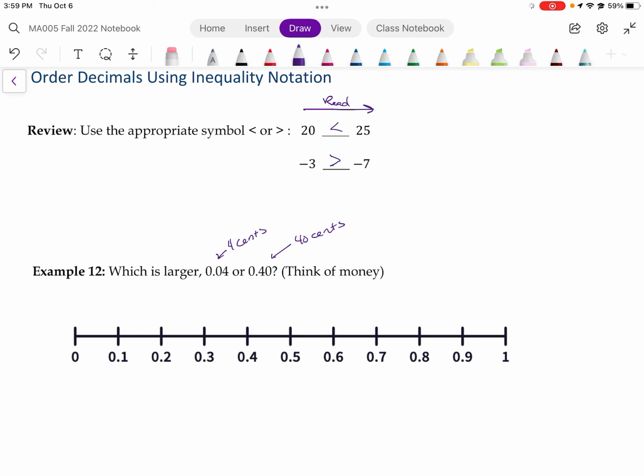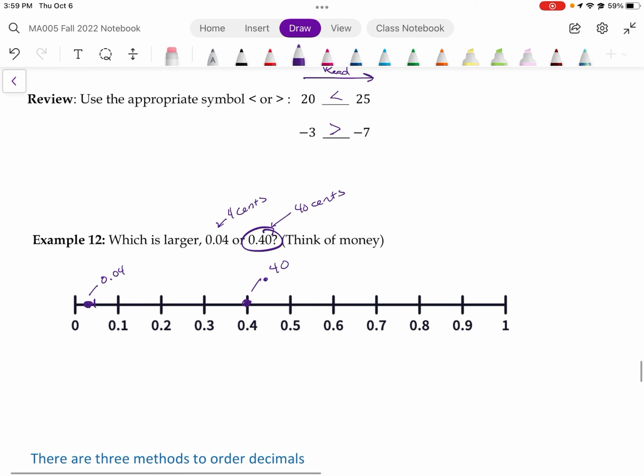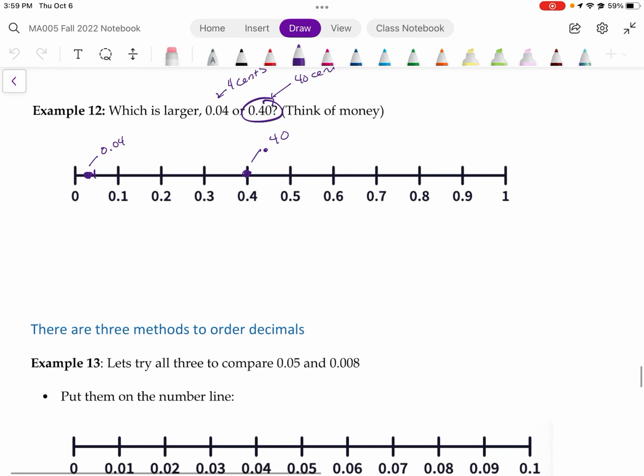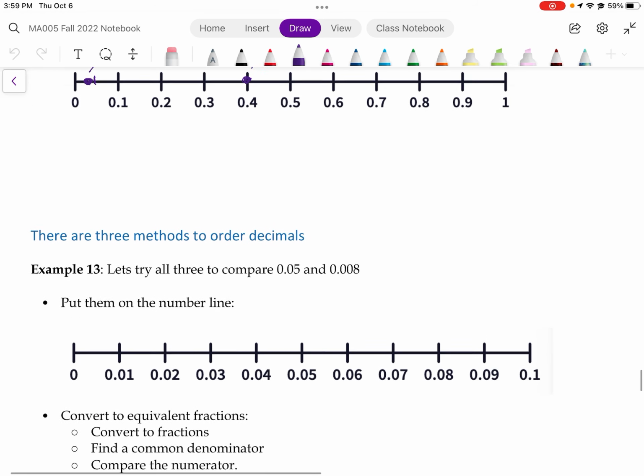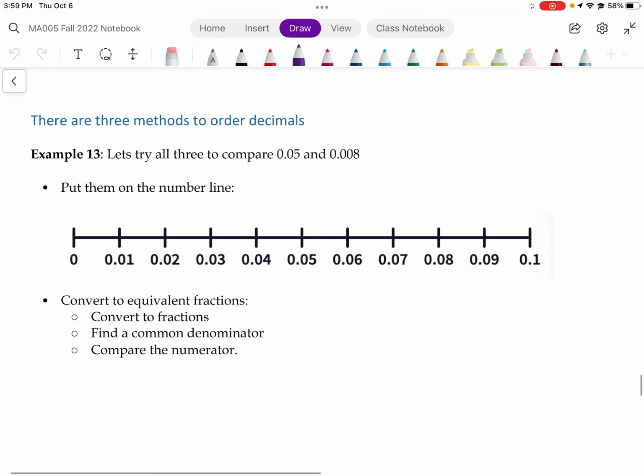Another is that 0.04 would be like, let's see, this is 0.05, so 0.04 would be about right there. And 0.4 would be here. This would be 0.40. So which one is larger? 0.40. Either way you want to think about it. Try to make sense of it in some way, either on a number line or with money or something that makes sense to you.